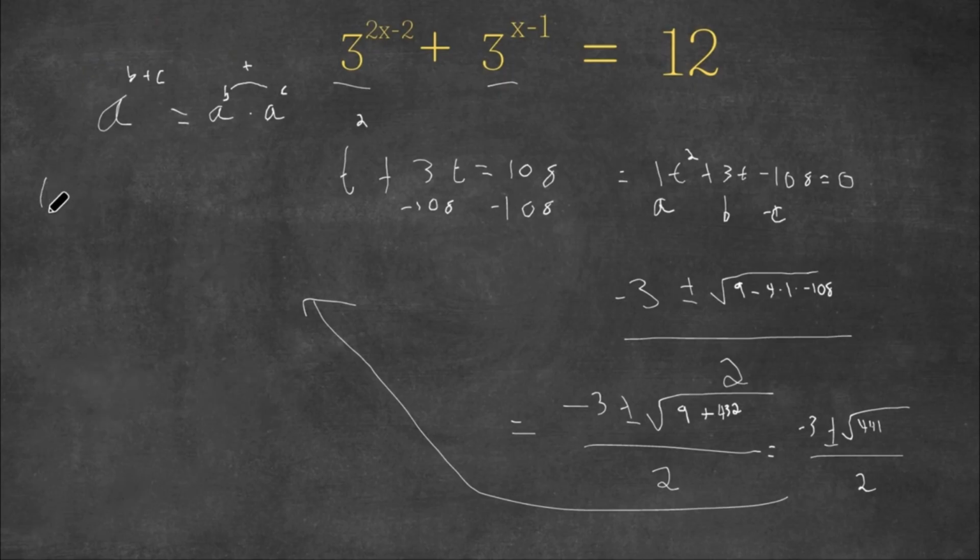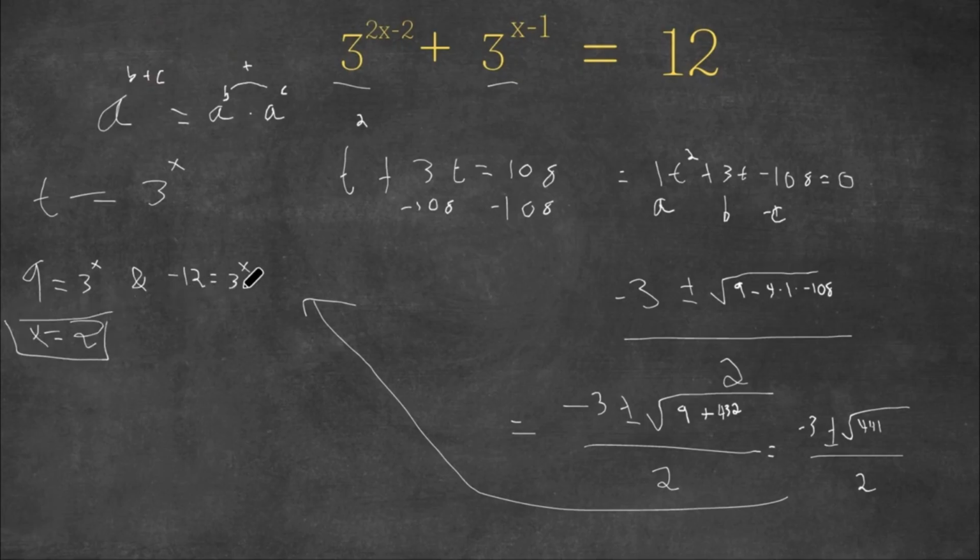t equals 3 to the power of x, and our values for t are 9 and negative 12. So this gives us two equations: 9 equals 3 to the power of x, and negative 12 equals 3 to the power of x. For 9 equals 3 to the power of x, 3 to the power of what equals 9? That is 2. So x equals 2, that's one answer.